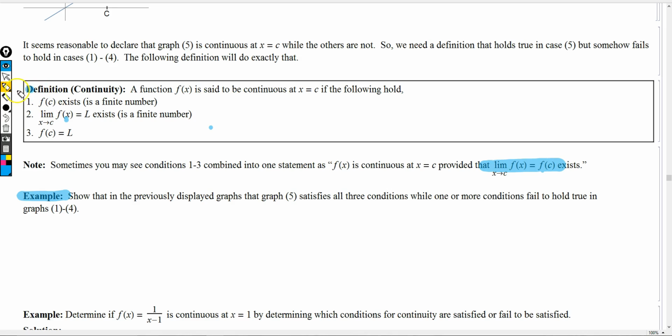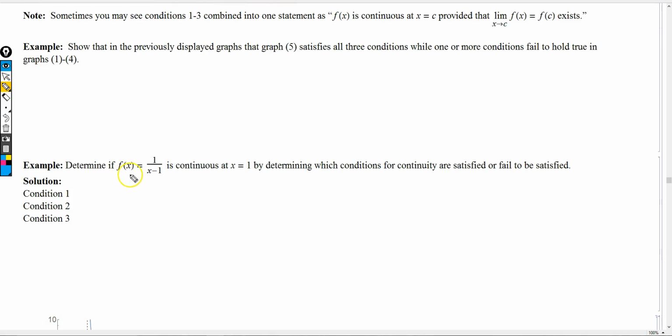So let's take a look at this example now. For this function, f of x equals 1 over x minus 1, we want to determine if it is continuous at x equaling 1. So we have to look at our 3 conditions. First of all, we need to see if f of 1 is defined. Well, obviously in this case right away we see f of 1 is 1 over 1 minus 1. Well, that's 1 over 0. That's undefined, right? So f of 1 does not exist, so right away condition 1 fails, so we know this is not going to be a continuous function at x equaling 1.